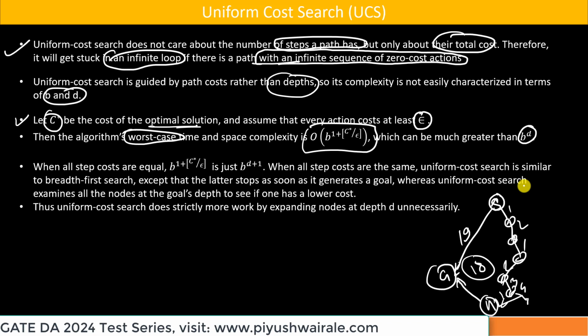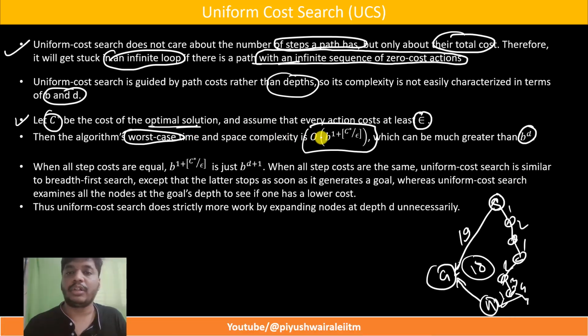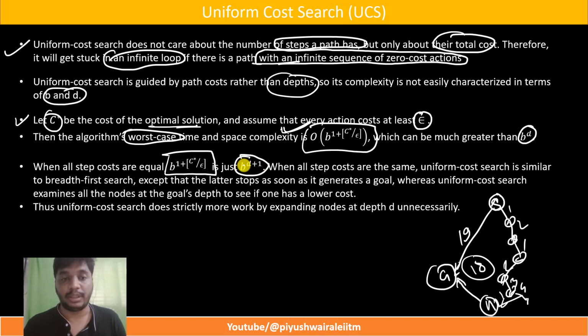So please remember, it is equal to order of b to the power 1 plus c star divided by epsilon. Okay, so please note this. It is a very important concept. When all step costs are equal, then b to the power 1 plus in bracket c star divided by epsilon is just b to the power d plus 1.